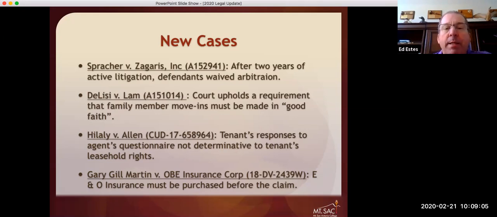It went up on appeal, and the Court of Appeals agreed. So the bottom line here, and what we take from this is, make sure you have E&O insurance, make sure it's current. Don't try to get E&O insurance after a claim arises.